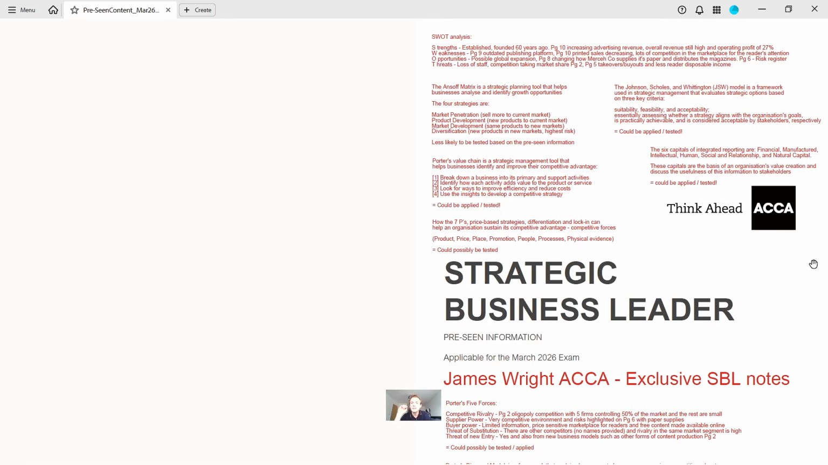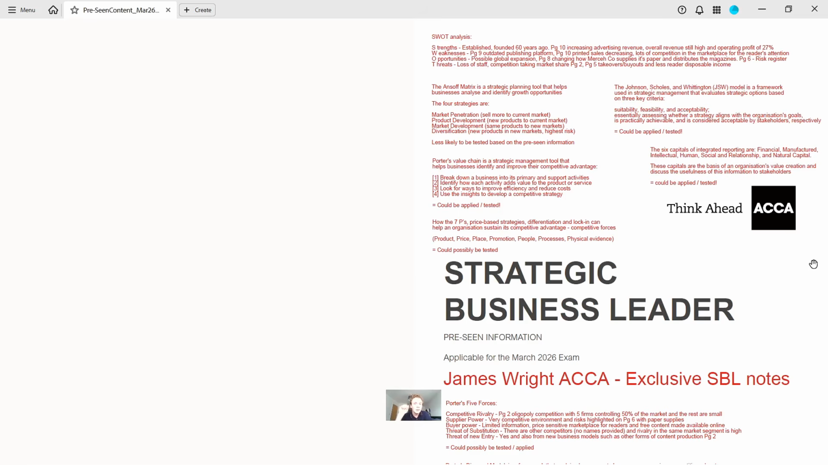The 6 capitals of integrated reporting: financial, manufactured, intellectual, human, social, relationship and natural capital. This is where I've put it down as it could be tested, as this is a basis for an organisation's value creation and discussing the usefulness of information to stakeholders. Both are areas that we're given in the pre-seen materials, so definitely make sure you've got that down on your list.